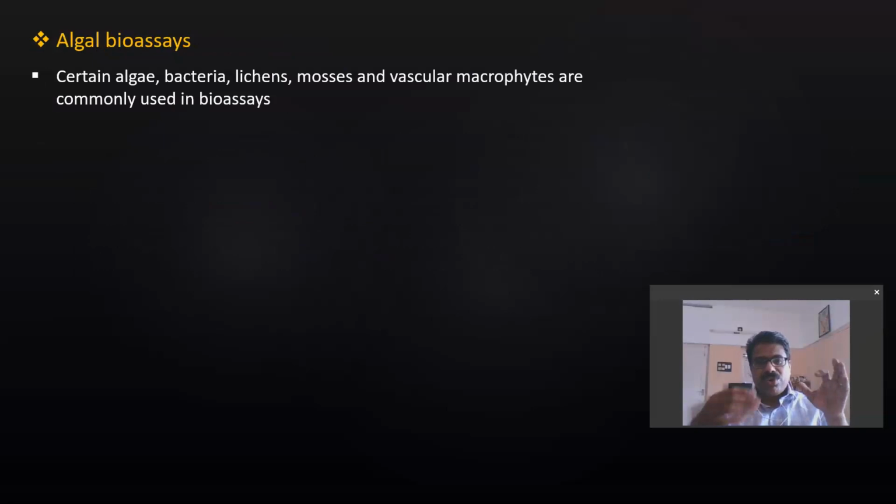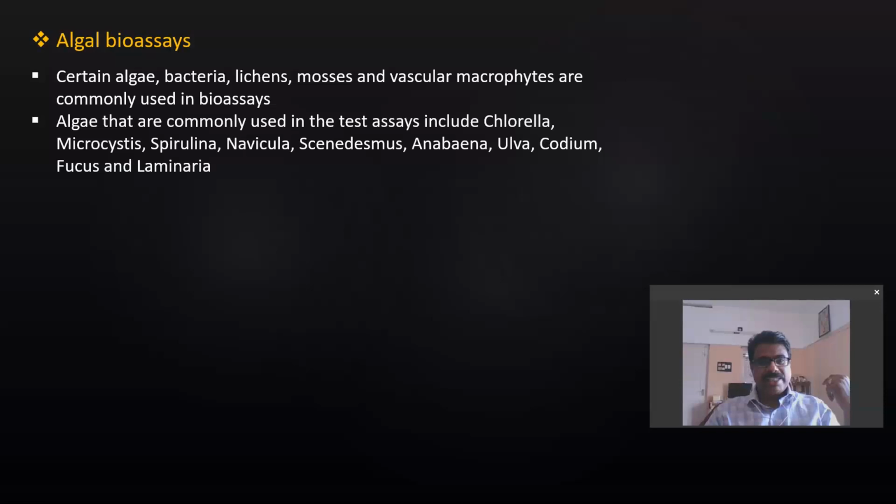And now see what common organisms are used for whole organism bioassay. We can use algae, bacteria, lichens, mosses, some animals, macrophytes, all for bioassays. And algae that we commonly use include Chlorella, Microcystis, Spirulina, Navicula, then Fucus. These are all common algae which are used for bioassays of pollution.